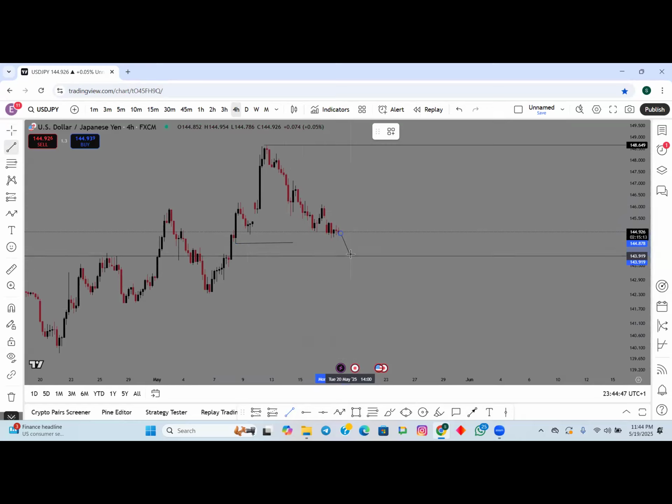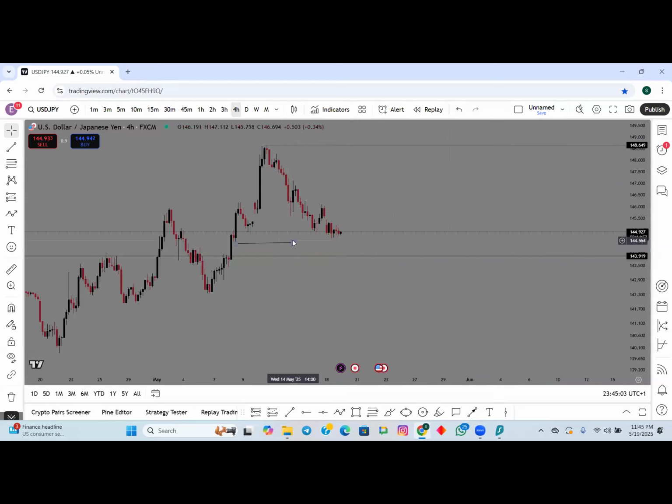Till I get here, then I'll exit and wait for this zone to give me a shift in structure on that lower time frame. Then I'll continue buying. Then I'll know that the correctional move has ended. Then a new move has started. I don't know if you understand it.